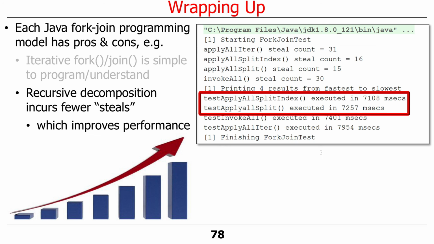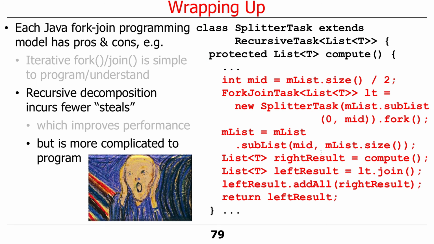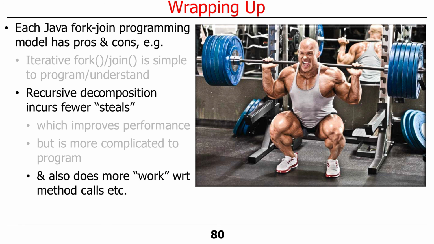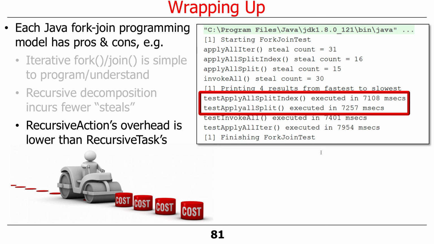So reducing stealing makes things run faster. Reducing copying also makes things run faster. But these other ones do a little bit more work because you have all these extra method calls to compute because we're recursively doing all the computations. So recursion has some extra work as well. As a general rule of thumb, our recursive action implementation is slightly faster than the recursive task implementation. And that's, again, because we're not having to merge the sublists together. We're taking the results and sticking them directly into the results array.